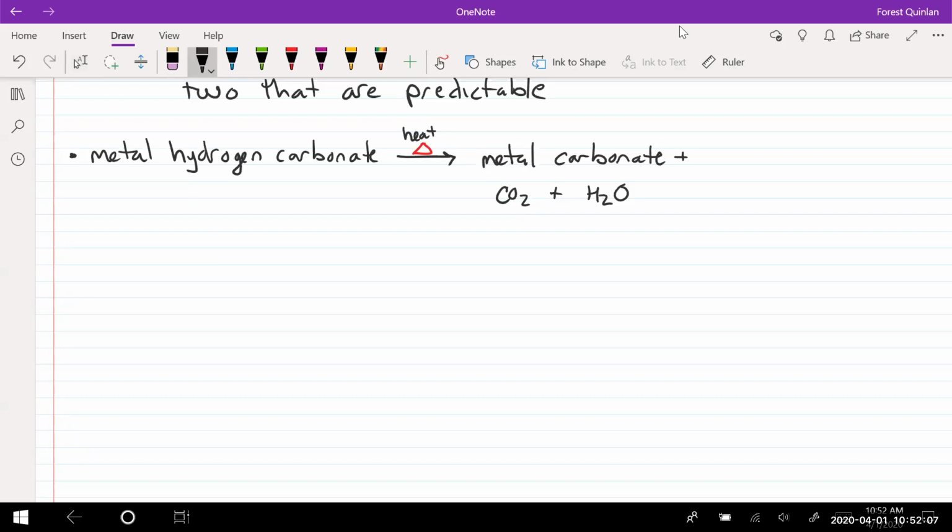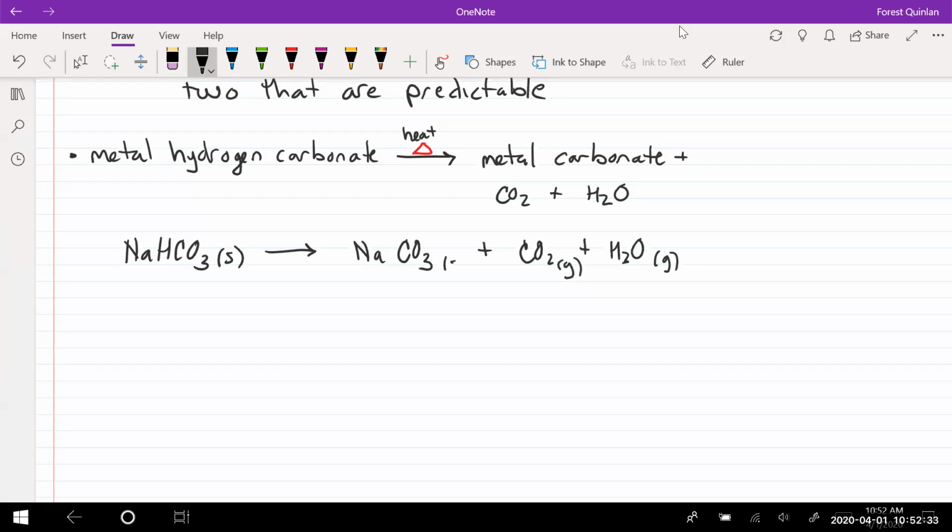So the example of this, of course, is sodium hydrogen carbonate. That'll be a solid. On the other side, you'll make the metal carbonate. So that's sodium and a carbonate. I'm going to leave it as just the pieces here for a second, plus CO2 and water. And if I were to be very careful, I would note that each of those is a gas and this last one is a solid.